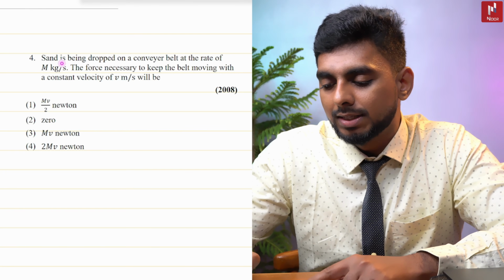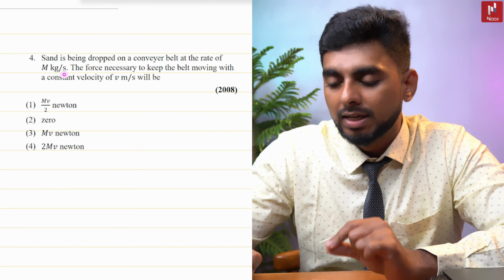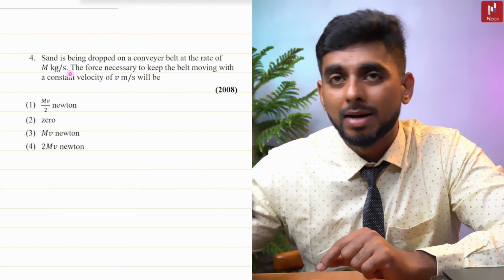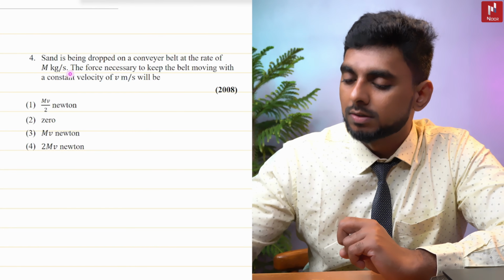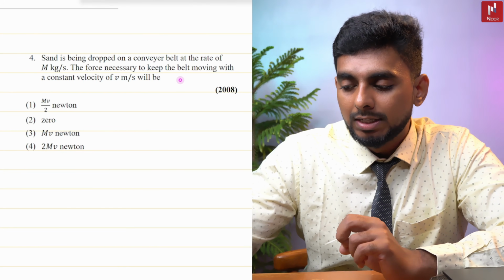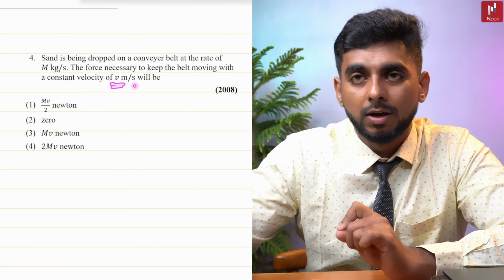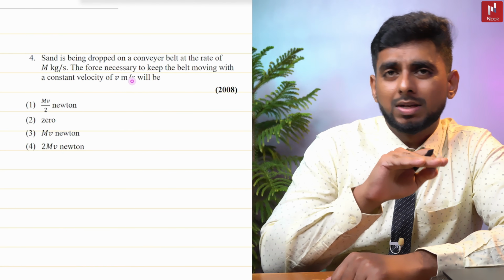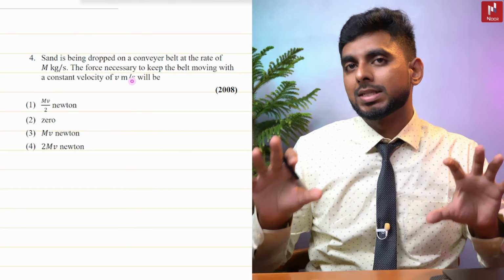So sand is being dropped on a conveyor belt at the rate of m kg per second. So mass is something that I'm adding into it, so the variable parameter over here will be mass. The force necessary to keep the belt moving with a constant velocity of v meter per second. Here the velocity of the conveyor belt is the same, but the entire setup is getting added with the extra masses.